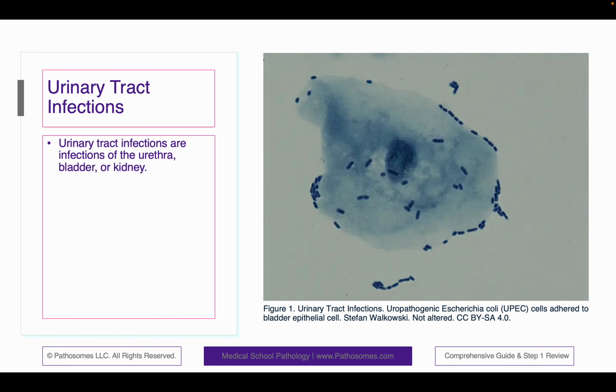Urinary tract infections, what are they? Well, urinary tract infections are simply infections of the urethra, bladder, or kidney. To the right here, we can see an individual cell with numerous bacteria adhered to it. Those bacteria are E. coli, and they tend to be uropathogenic.